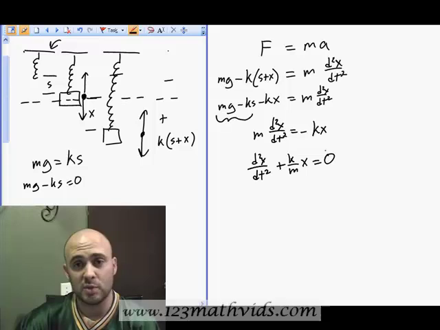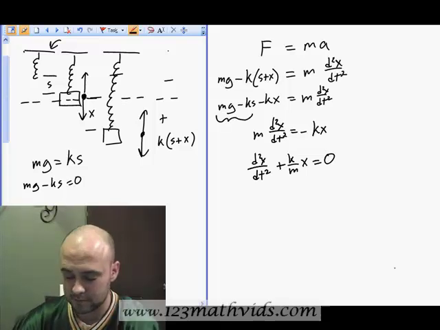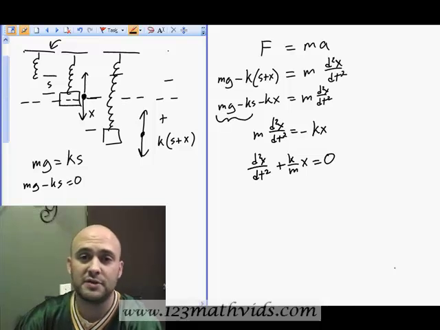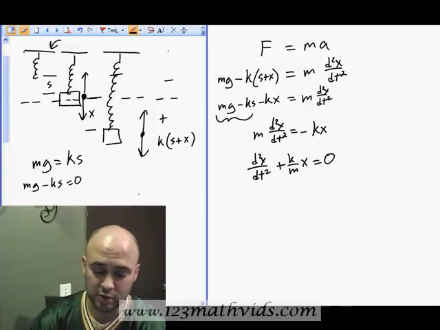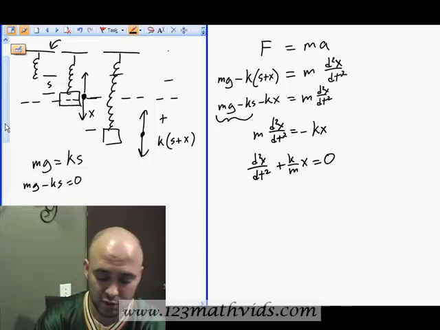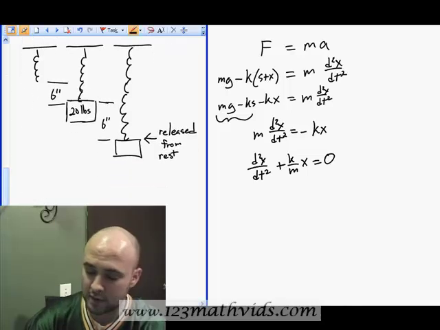And I like that because what I'm looking at now is just a second order linear differential equation, because I know that k is a constant and m is a constant. I have constant coefficients, and I know how to solve these. And so that's basically what I'm going to do. But instead of solving it generally, I'm going to look at some specific numbers, see if we can work through a problem, and then discuss the solution. So what we're going to do is look at this case.